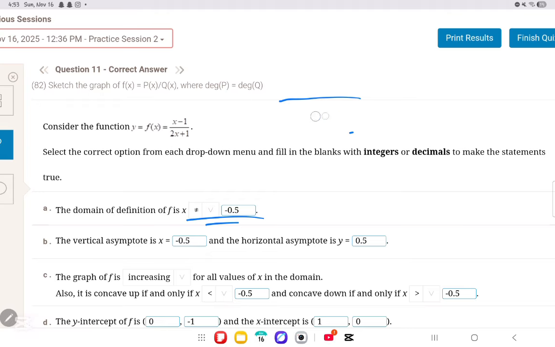For example, x over x squared, when we have a denominator, right? What would our domain be? Our domain would be the denominator is different than 0.